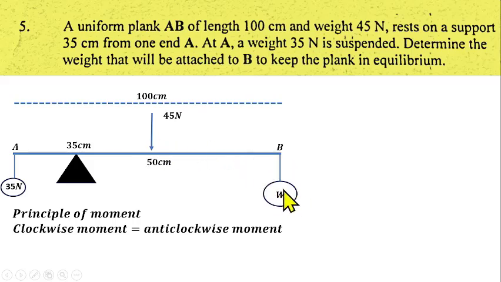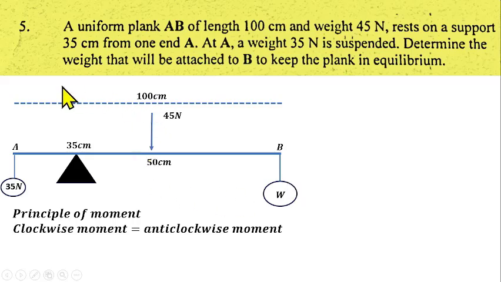The distance between this weight and this point of support is 100 minus 35, so that gives us 65. So that will give us W times 65. That is for the clockwise moment.